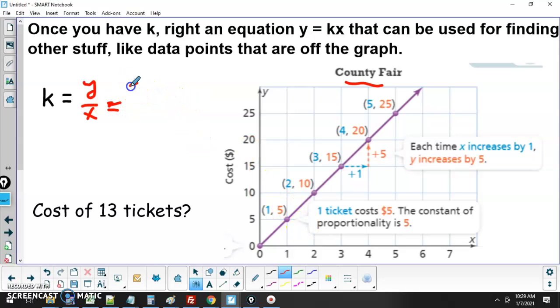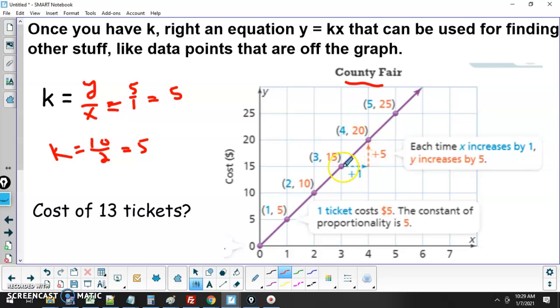So for instance, you could do 5 over 1, and if you do 5 over 1, you can actually reduce that evenly to just 5. You could have also done, say, 10 over 2. Okay, 10 over 2 is another potential point that we could use to figure out k. All right? And so no matter which point you pick, you will always get 5, okay?